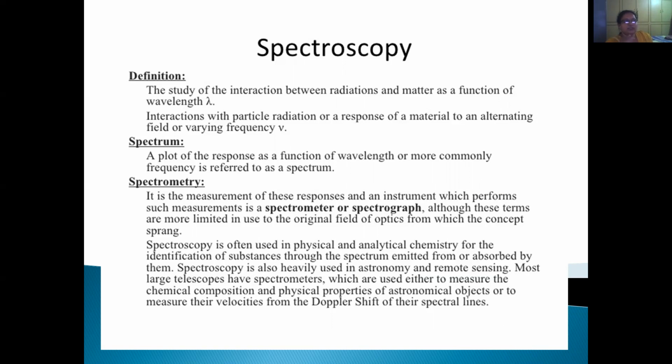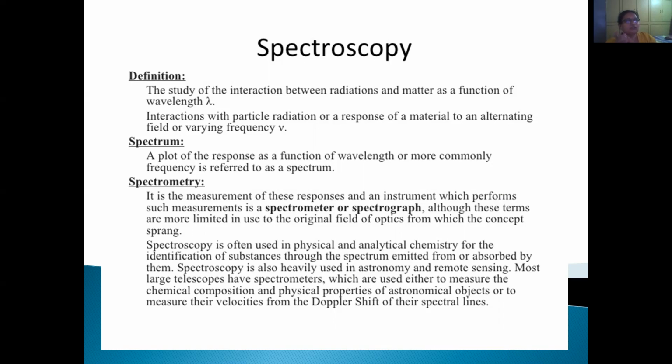Spectrum is nothing but a plot of response as a function of wavelength, or more commonly frequency. See, if we want to know how the matter is interacting with the radiation, there should be some value which we need to understand. That is nothing but the wavelength or the frequency. So we can use either wavelength, wave number, or frequency. The plot of response as a function of wavelength or frequency is nothing but a spectrum.